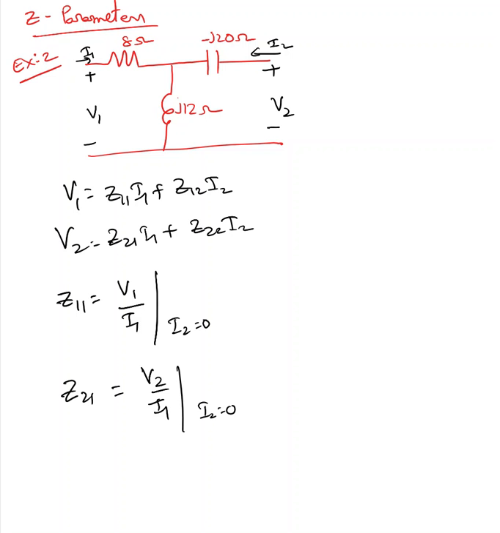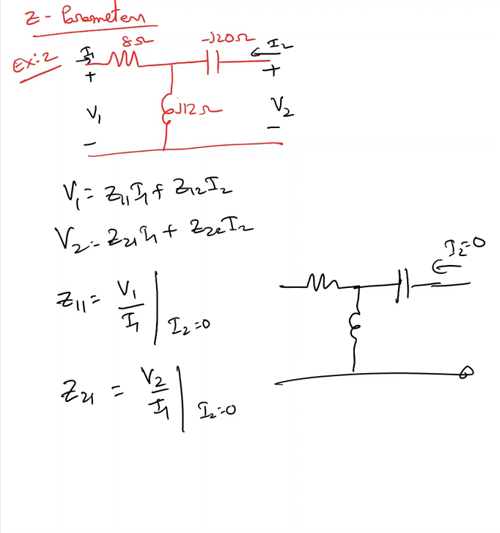Since I2 equals 0 in both cases, finding these two parameters is easy, and we can use the same circuit. So here I2 equals 0, so the voltage drop across this capacitive reactance is 0, and we can ignore this element. Here is my V2. Since there is no voltage drop across the capacitor, I can take the voltage here as also V2. My I1 is not 0, so the current passing through these two elements is I1, and here is my V1.